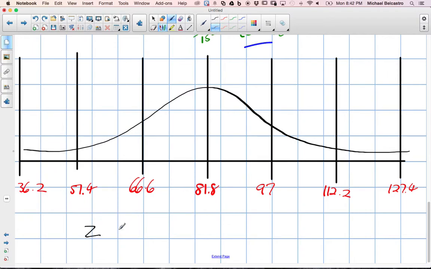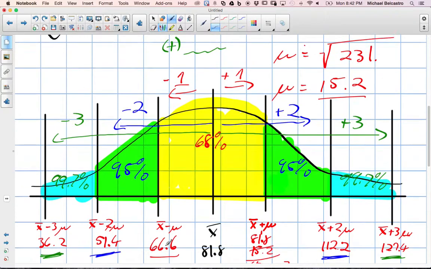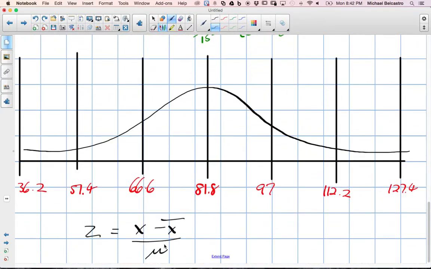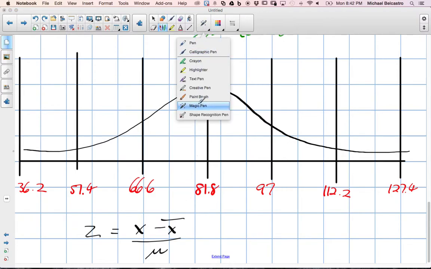So a z-score is equal to the data subtracted by the mean over the standard deviation. In our case, we were using s to represent our standard deviation there, our sample standard deviation. So we have to figure out what's the point of a z-score and what does it do. A z-score will measure the area from the mean.